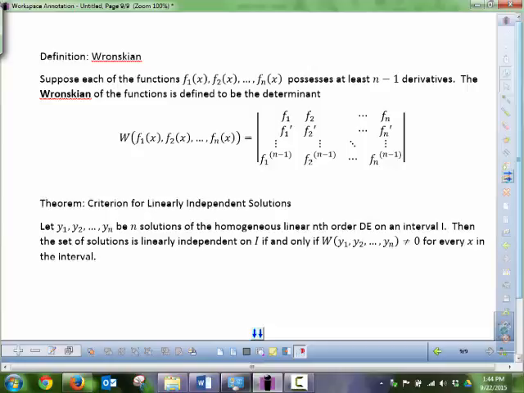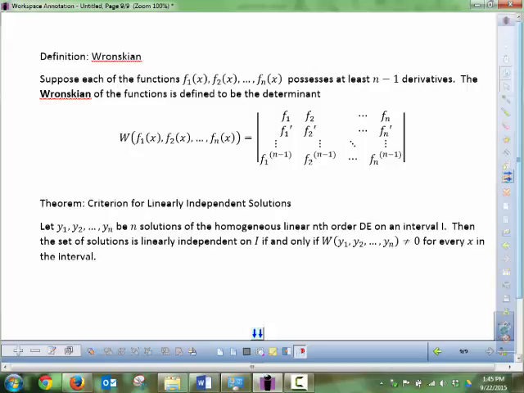And the following theorem here is going to be our magic bullet to figure out if something is linearly independent. If you have a set of functions that are solutions to the homogeneous differential equation, the functions are linearly independent if and only if the Wronskian is not equal to 0. So if the Wronskian turns out to be equal to 0, then the set of functions that you put in there are linearly dependent. If it's not equal to 0, then the functions you put in there are linearly independent.